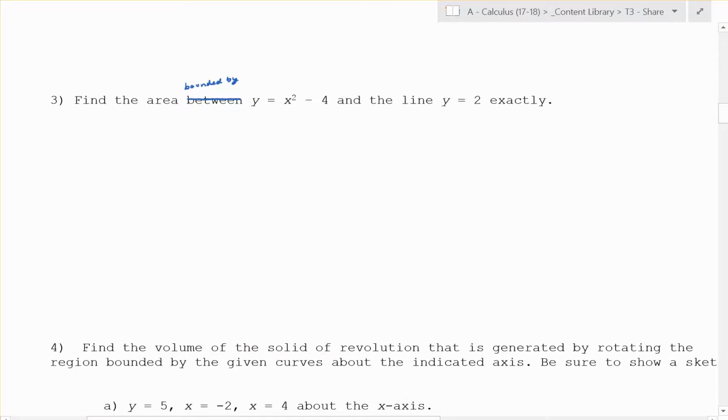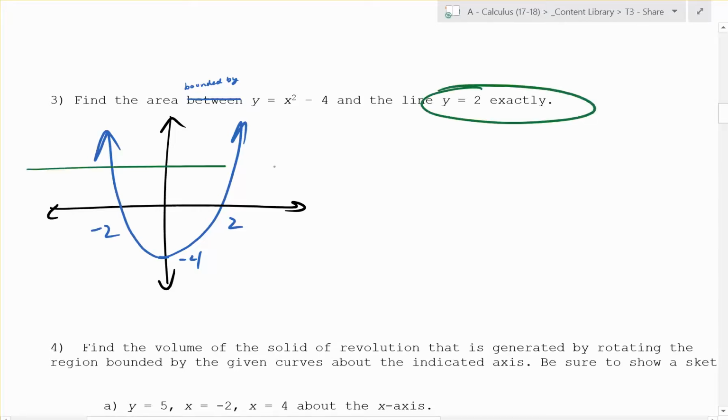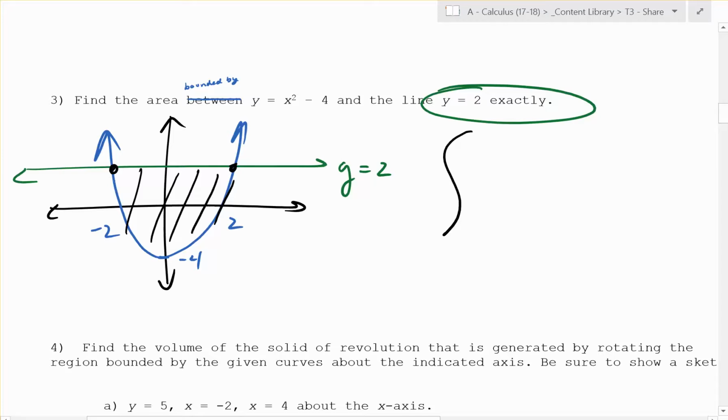Here's another one that's similar. Find the area bounded by y equals x squared minus 4. So let's graph that. X squared minus 4 crosses the y-axis at -4. It goes up like this, and it goes up like this, -2, 2, and between y equals 2 exactly. So y is equal to 2 right here. The question is, what integral do we need to find this entire area? Well, we need to know what to integrate from and to. We know that's -2 and that's 2.